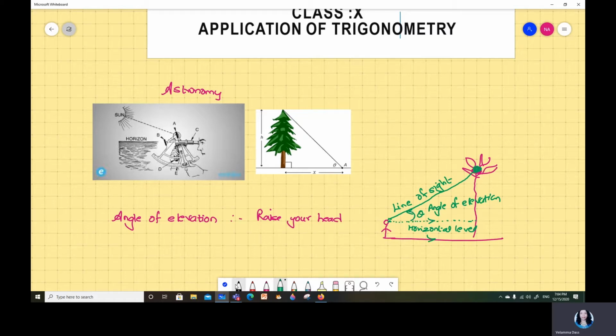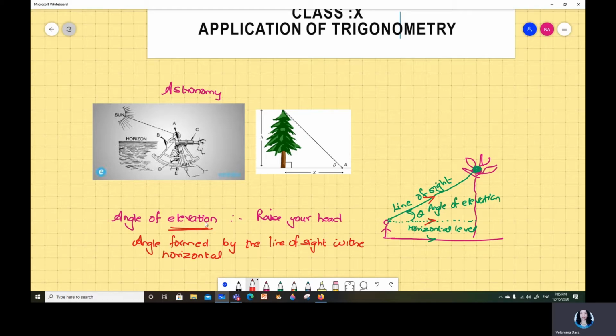The angle formed. So I will just write the definition for you. Angle of elevation is the angle formed by the line of sight with the horizontal. Here we can know that whenever an angle is there, the angle is formed between two rays. Now these two rays are nothing but the horizontal level and the line of sight.